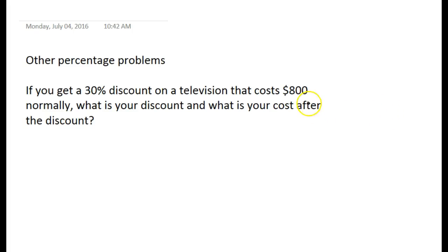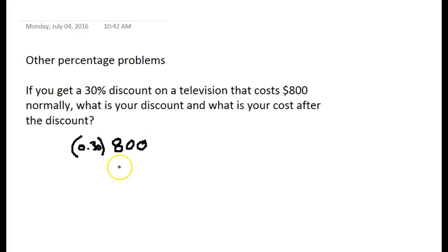Like I said, there are other percentage type problems that you'll see in your homework and you might see on the quiz or the final exam. Let's take a look at this. If you get a 30% discount on a television that costs $800 normally, what is your discount and what is the cost after the discount? All right, 30% of 800. So that's 800 times the decimal form of 30%.